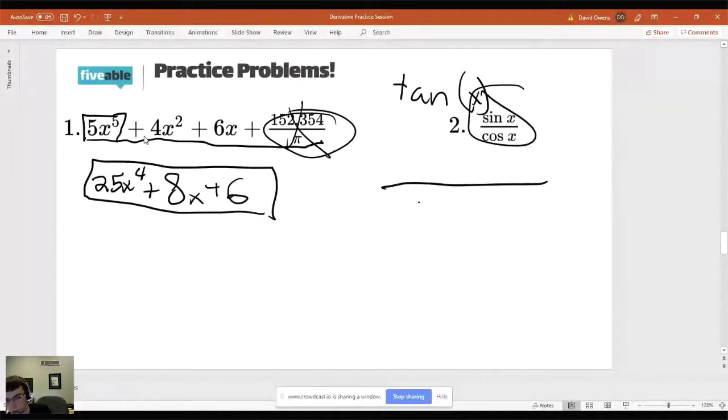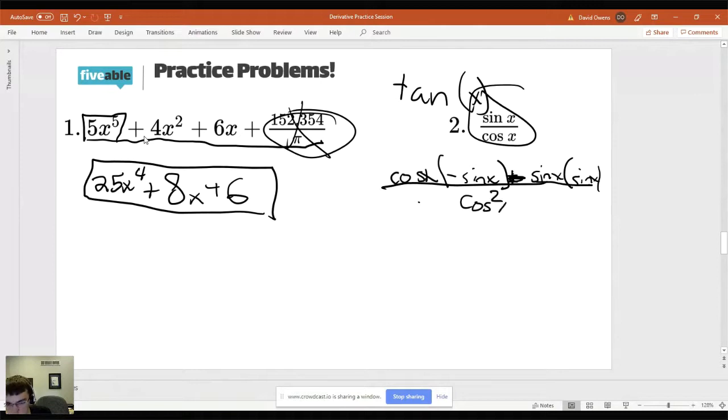So let's set up our quotient, and we'll take the bottom, cosine x, times the derivative of the top, which is negative sine x. And then we'll subtract from that the top, which is sine x, times the derivative of the bottom, which is also sine x, all over the bottom squared, which is cosine squared x. Just a moment, let me make sure my notes are all ready here.